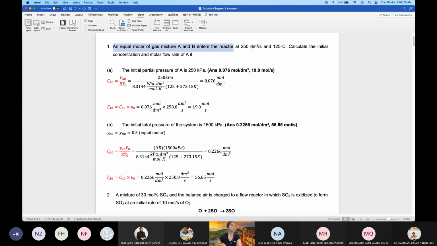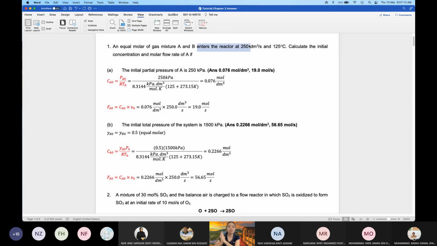Next, they say it enters the reactor at 250 dm³/s. When you see the number and the unit, it's important for you to know what that means. From the unit, you know dm³ is volume, second is time. So volume per time is volumetric flow rate. But you do understand that volumetric flow rate has an initial and a final value. Since this is entering the reactor, this is the initial volumetric flow rate. So it's epsilon naught, 250.